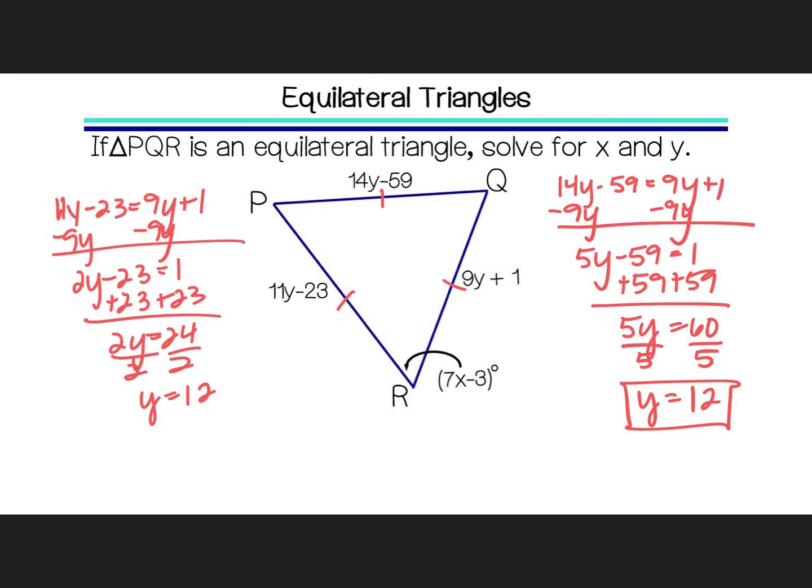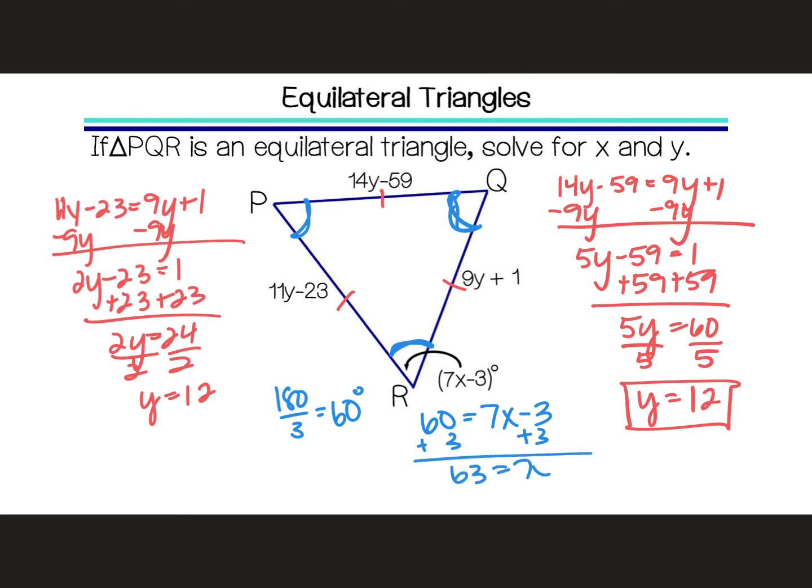Then, dealing with x, notice that x is in the angle. If this is equilateral, all three of these angles are the same, and what we just found out from the previous slide is that 180 divided by 3 angles gives you 60 degrees for each of them. So angle R has to be 60 degrees, and that's also equal to 7x minus 3. Then we add 3, we get 63 equals 7x, divide by 7, and you get that x is 9.